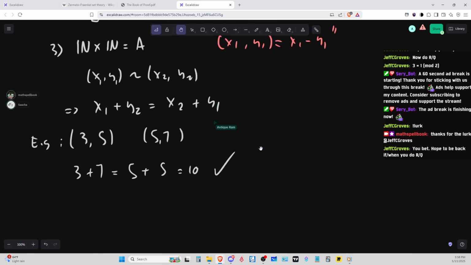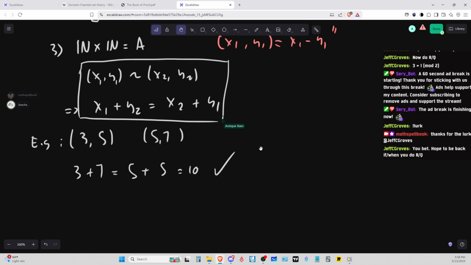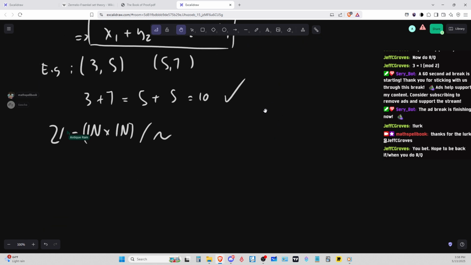I don't think I have time, but I leave it as an exercise to check that this is an equivalence relation. You have to check reflexivity, symmetry, and transitivity. And what we will have is that the quotient of this by our equivalence relation will be our integers.